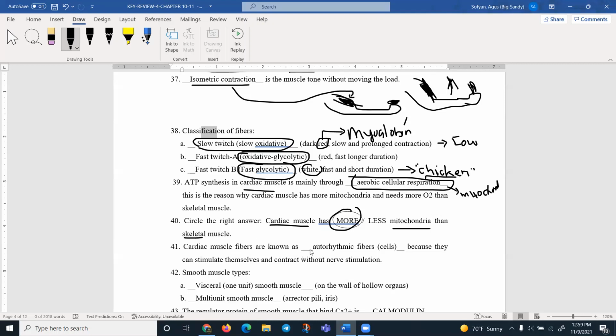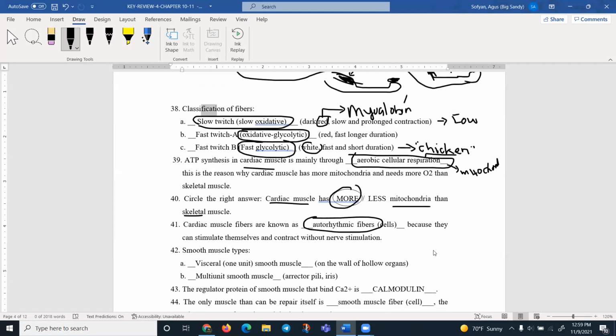Cardiac muscle fibers are known as autorhythmic fibers. It means that they will start by themselves. There is no brain control for starting cardiac muscle contraction.